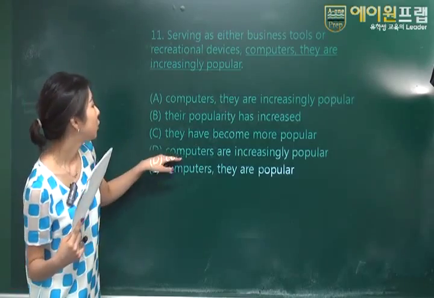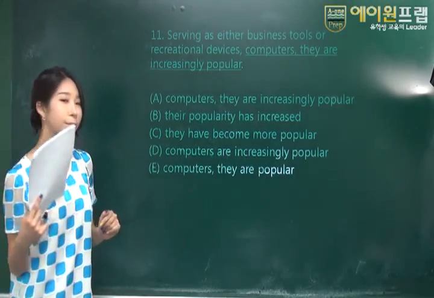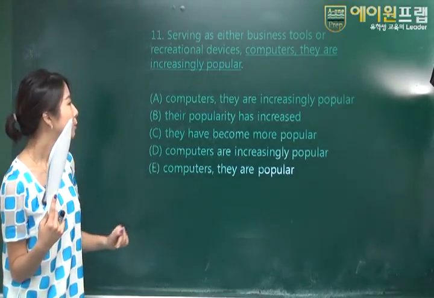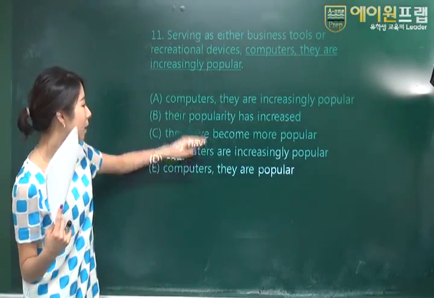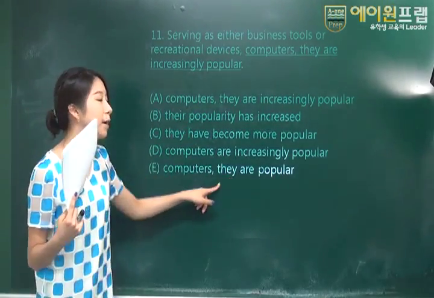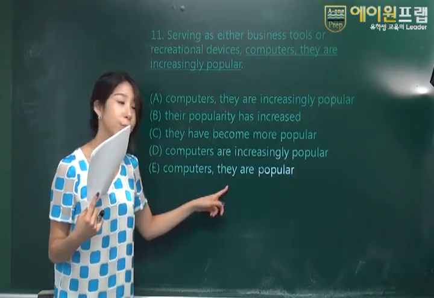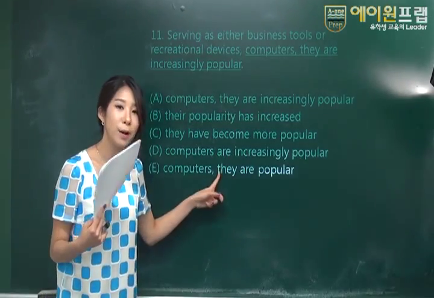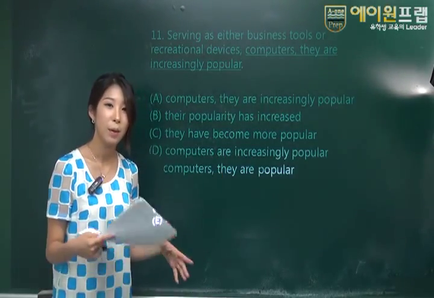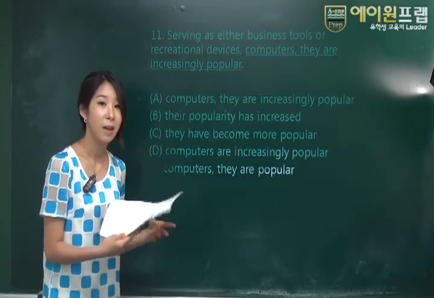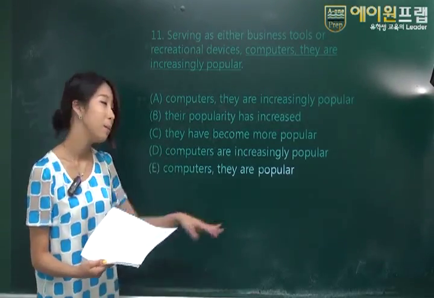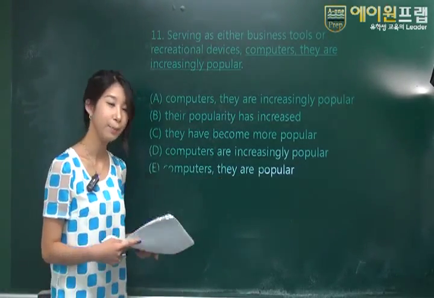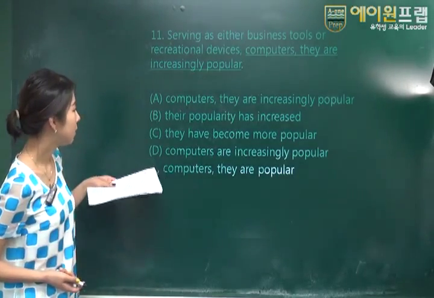And D, computers are increasingly popular. That's good. Computers, comma, they are popular. Okay. So once again, just like A, using a noun and a pronoun right after it. I said the function of a pronoun is to replace a noun. And we usually use a pronoun when a sentence is really too long, so that we don't repeat the noun again and again, so we replace it with a pronoun. But here, the sentence is extremely short, and we don't have to use they there, okay? So the answer is D.